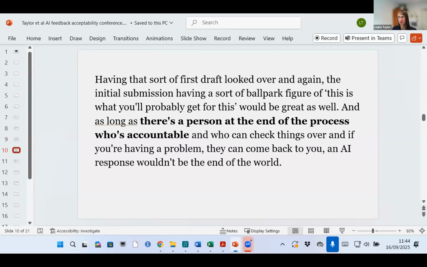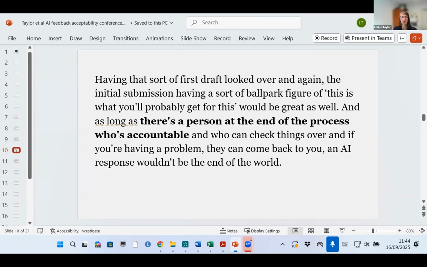Another student said, and again, this chimes with what Jen and you were saying in your talk just now, that having that first draft looked over, and again, this initial submission, having a ballpark of what you'll probably get for this would be great. So what they're saying is that you can do it as many times as you want before you actually submit it to the tutor. But this is the critical thing.